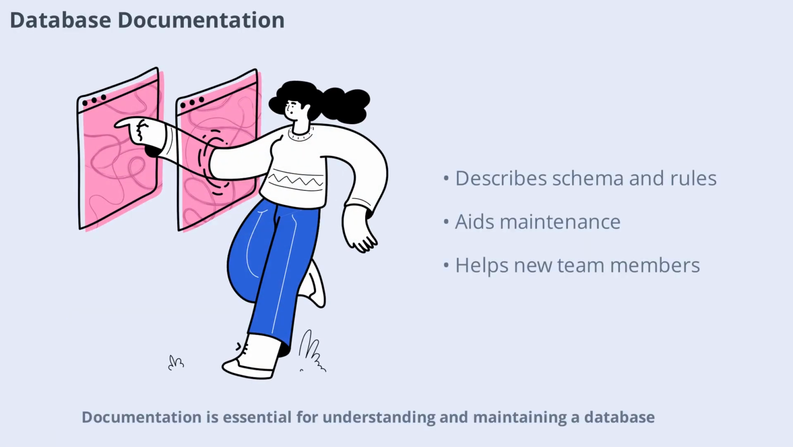Documentation is essential for understanding and maintaining a database. It includes details about the schema, tables, relationships, and business rules. Good documentation makes it easier for new team members to get up to speed and helps prevent costly mistakes during development and maintenance.